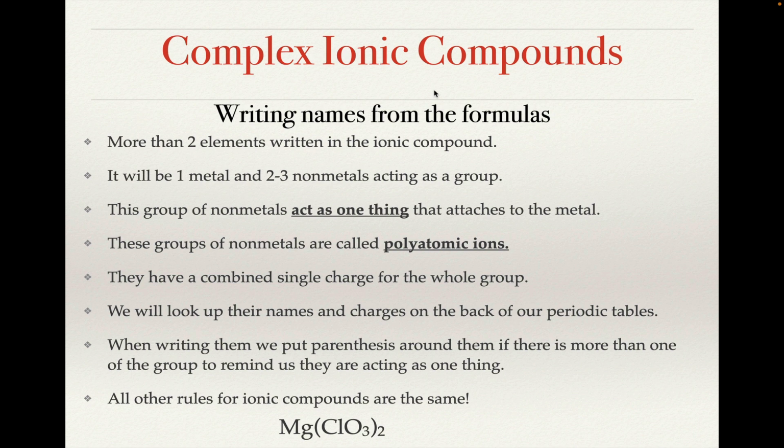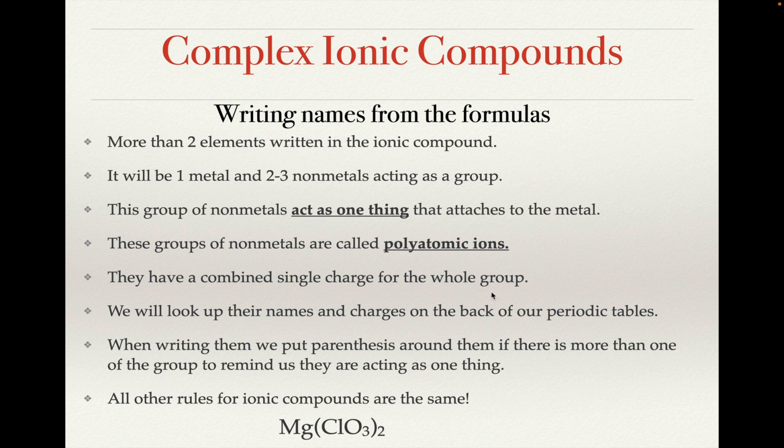So with some ionic compounds, the second part deals with multiple nonmetals together. Okay, so we're going to have more than 2 elements. It will always be one metal still. So we can always count on the fact that we have one metal, and then 2 or 3 nonmetals acting as a group. The trick to these is realizing that group of nonmetals is acting as one thing, and we call them polyatomic ions. Poly meaning many, atom, ion, put together. When that works, they have a single charge for the whole group.